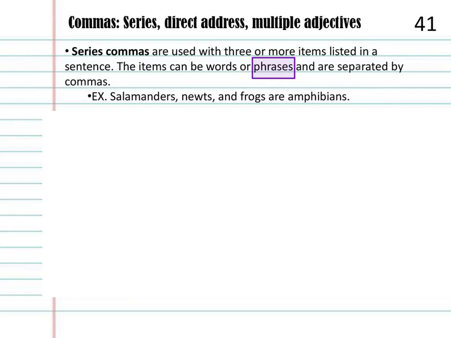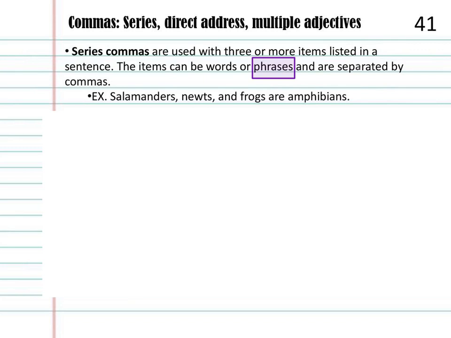A series is when we have 3 or more items listed in a sentence. The items can be words. That is what we have done so far with our subjects, verbs, objects, and adjectives. But these items can also be phrases. I have not talked about phrases yet. That will be in a later lesson. But a phrase is when we have a group of words that work together to do one job. You have heard the word phrase when we talk about a prepositional phrase.